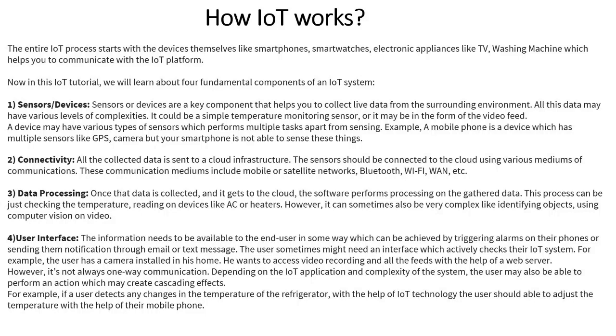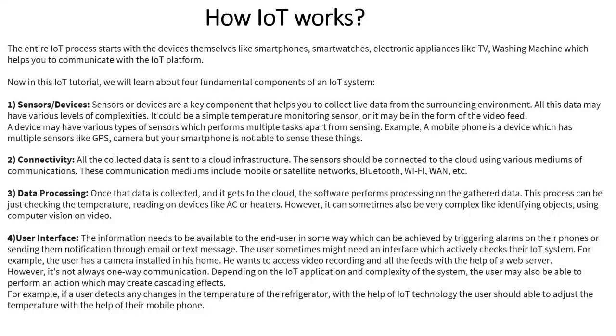3. Data processing. Once that data is collected and it gets to the cloud, the software performs processing on the gathered data. This process can be just checking the temperature reading on devices like AC or heaters. However, it can sometimes also be very complex, like identifying objects using computer vision on video.